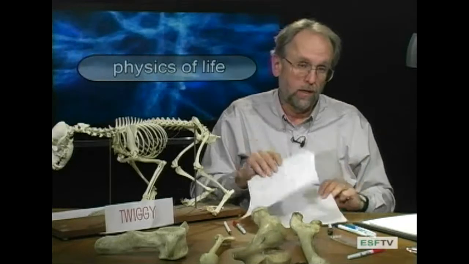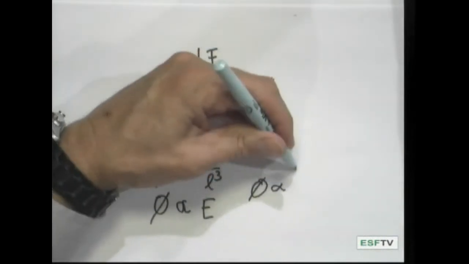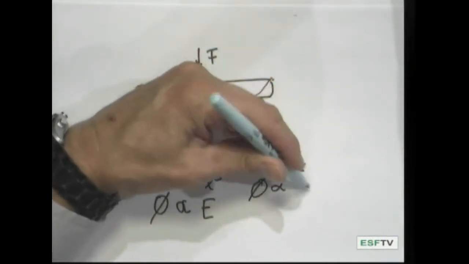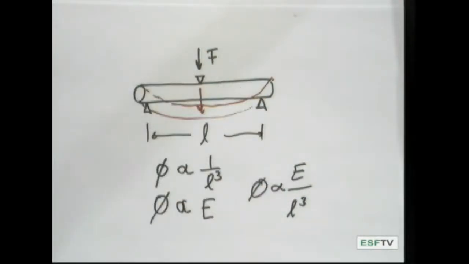And so there is an object property, namely the length, and a material property, the Young's modulus, and those two things interact in such a way that the flexural stiffness is going to be determined in part by the ratio of the Young's modulus and the cube of the length of the object. Okay?